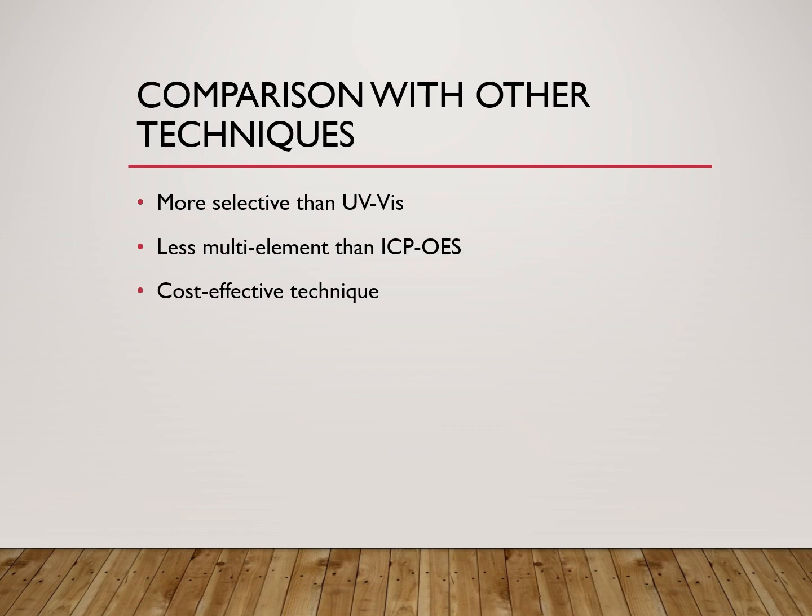If we compare atomic absorption spectroscopy to UV-visible spectroscopy, then atomic absorption spectroscopy is more selective. However, techniques like ICP-OES and ICP-MS allow multi-element analysis but are more expensive. So it is a cost-effective technique. It gives accurate results, but it is very selective, and one element is detected at a time, which becomes its limitation.